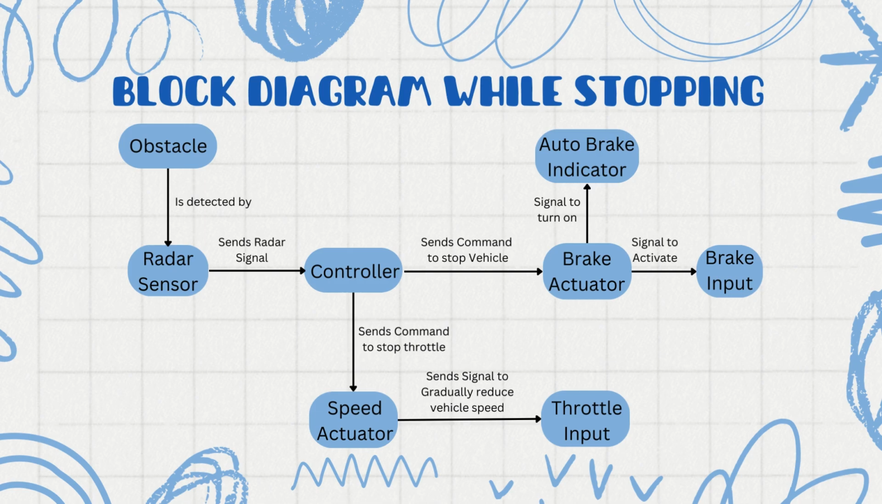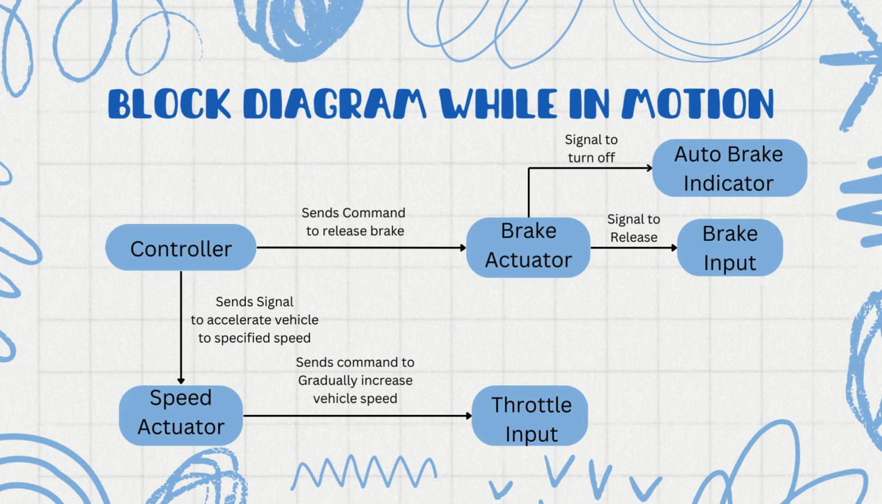The first task is to send commands to the brake actuator to stop the vehicle, and the brake actuator will signal the brake input to activate the brake system. At the same time, the brake actuator will signal to turn on the brake indicator. The second task is to send command to the speed actuator to stop the throttle system. The speed actuator will then signal the throttle input to gradually reduce the vehicle speed until the throttle is completely stopped.